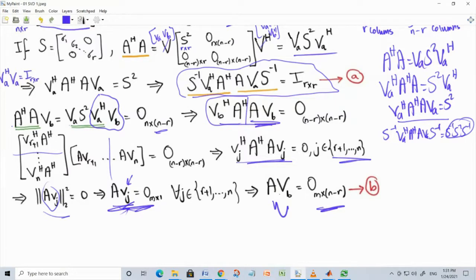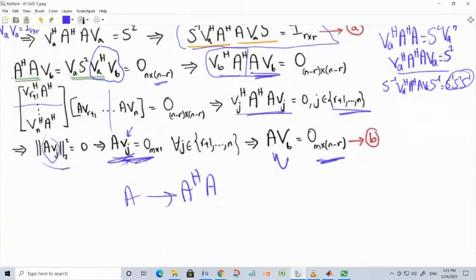If it is a square matrix, it can be actually defective, a matrix that you cannot diagonalize. However, what you do is that you form A Hermitian A. You do eigendecomposition of A Hermitian A. So you start from A, you take A Hermitian A, and basically you do eigendecomposition of this matrix. And this will give you V, then a diagonal matrix of eigenvalues, and then V Hermitian.